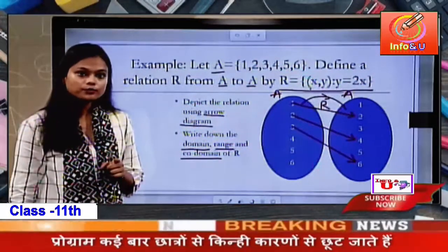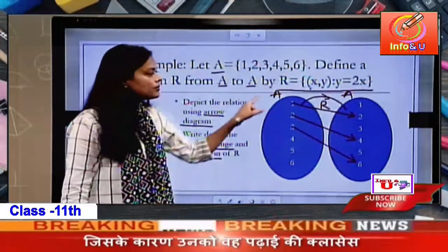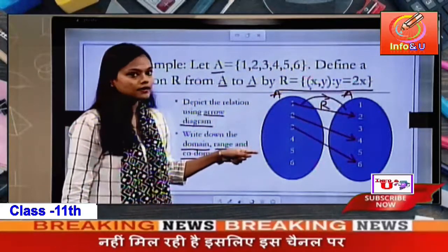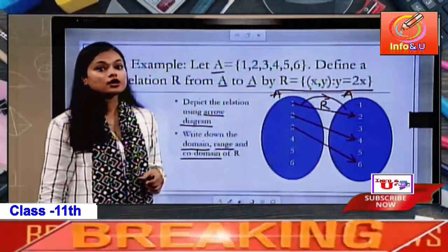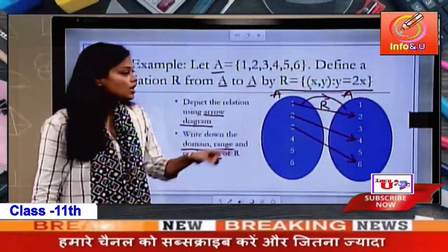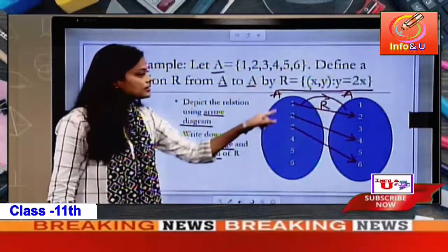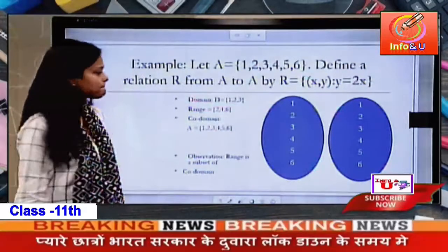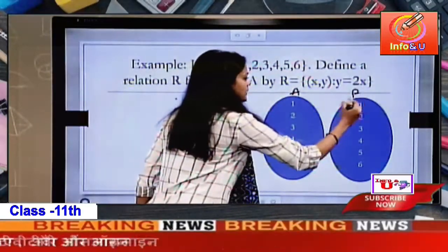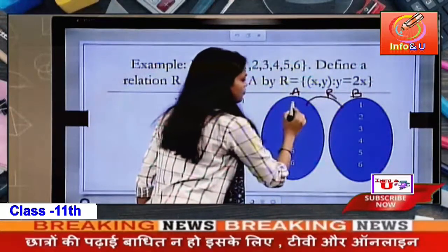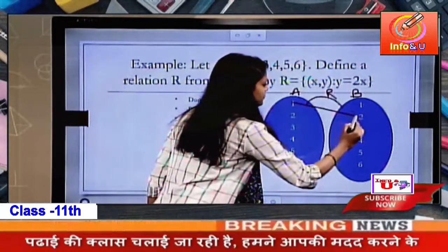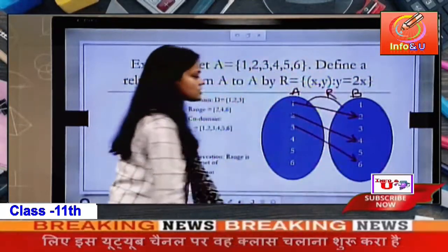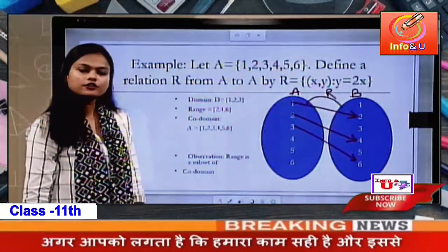Remember, I have asked you, will each and every element of the first set always be in the domain? Now, see here, it is giving me the answer for that. No, it is not necessary. What will be the domain in this relation R? Let us write it down. The domain. Quickly representing it in the form of arrow diagram. So this is a representation of a relation.